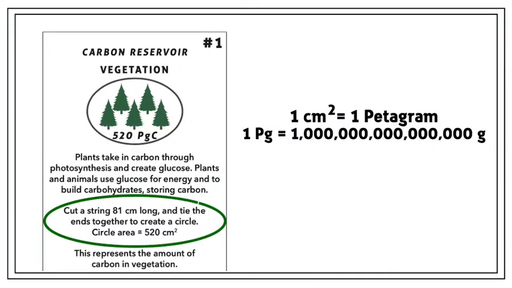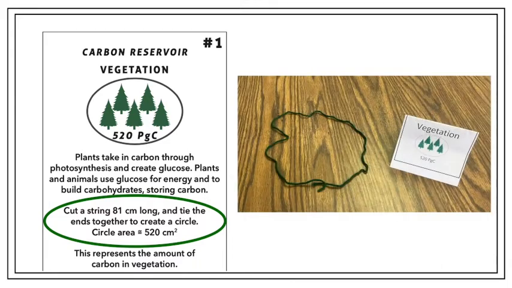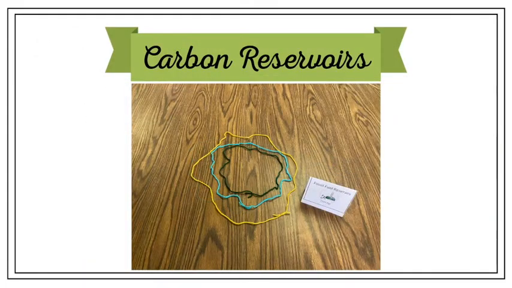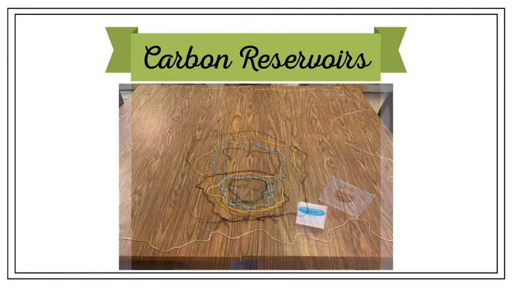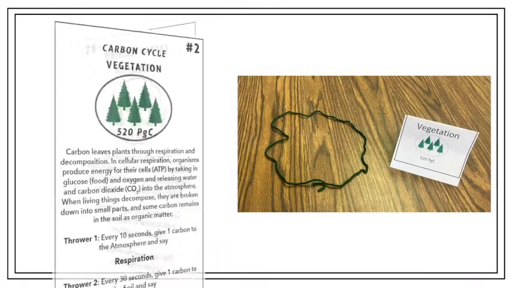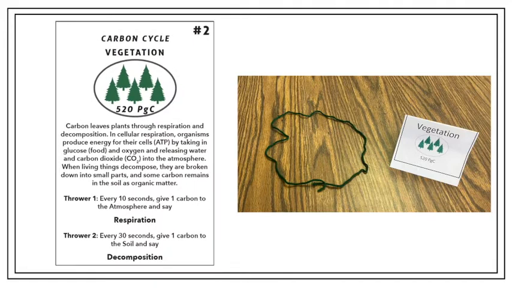Follow the instructions on side 1 of the task card to measure, cut, and tie the yarn into a circle. Every square centimeter of the circle represents 1 petagram, or 10^15 grams, of carbon. Set up your table tent at your reservoir, and then read side 2 of the task card to discover how carbon moves in and out of the reservoir.